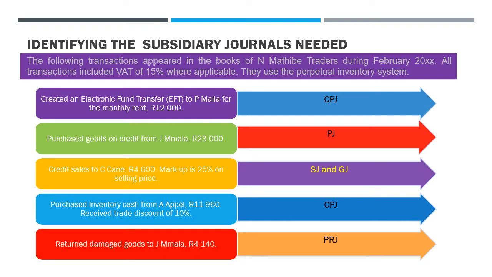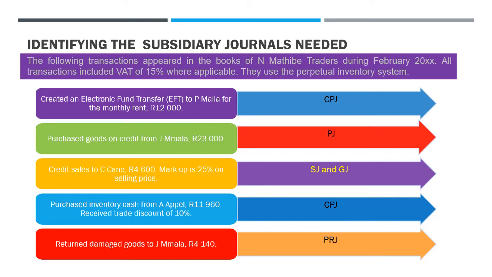Then credit sales to C. Kane, and they give us the markup. That means that the sales will be recorded in the sales journal, and then the cost of sales will be recorded in the general journal. Then purchased inventory, cash from A. Apple, that will be in the cash payments journal since it was purchased for cash.